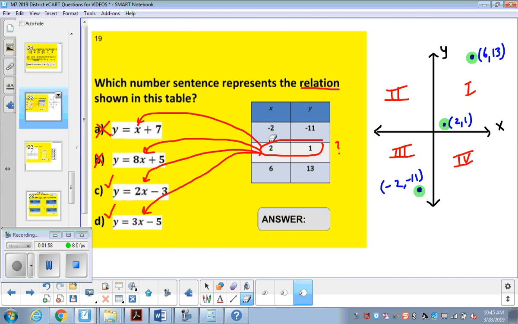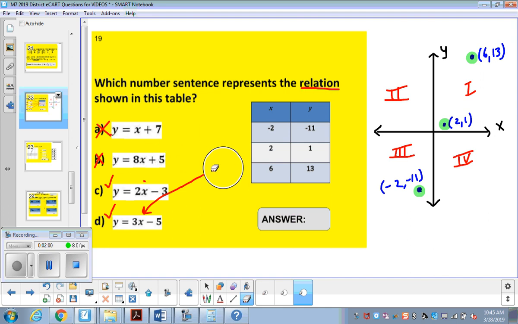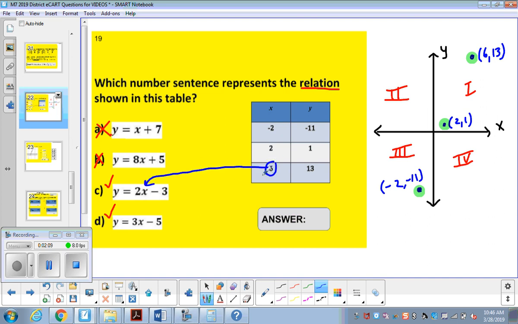So now what we have to do is pick another point. At least we've now narrowed it down to C and D. So now, just because I like to avoid negatives, I'm going to plug in the 6. I'm going to plug it in right here, and then I'm going to plug it in here and see which one gives me the 13. All right? So 2 times 6 is 12, and 12 minus 3 is 9. So it's not C. 6 times 3 is 18, and 18 minus 5 is, in fact, 13. So we found this one is going to be answer choice D.